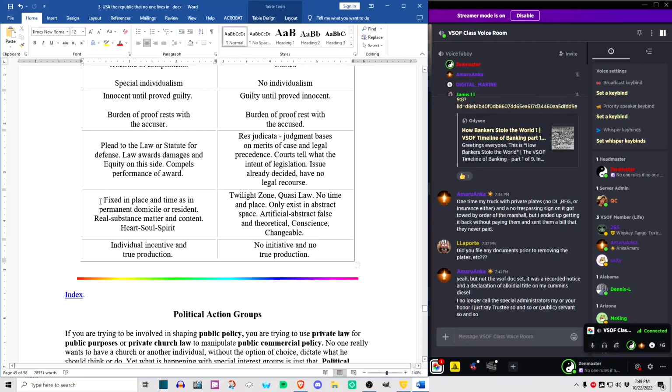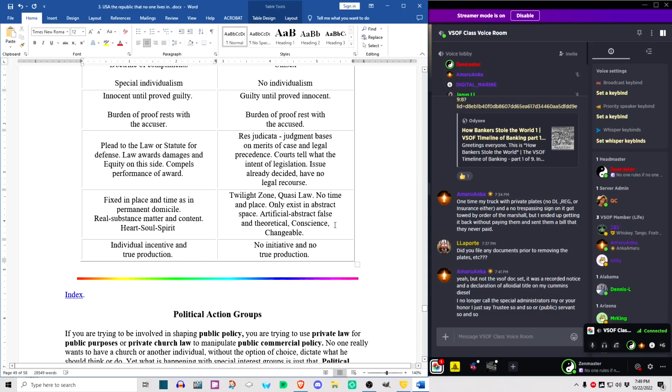Okay, so back to this. On this side, fixed in a place and time at permanent domicile. I should just say permanent domicile because a residence is not permanent. That's what it should say. Fixed in a permanent place and time, permanent domicile. Real substance, matter, and content. Heart, soul, spirit. This side, crazy side, twilight zone. Quasi-law. No time and place. Only exists in abstract space. Artificial, abstract, false, and theoretical.